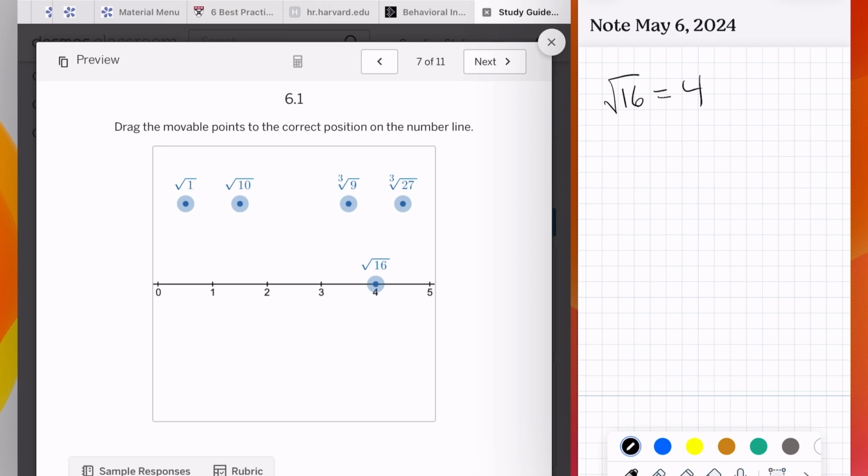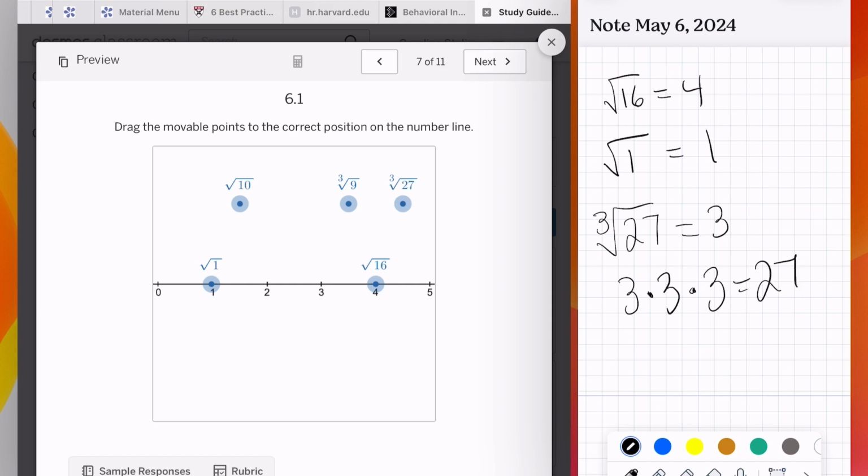Okay, I also know that the square root of 1 is 1, because 1 times 1 is 1. So I'm going to drag that there. And the last perfect one that I know is that the cube root of 27 is equal to 3. 3 times 3 is 9, and 9 times 3 is 27. All right, so I move those.